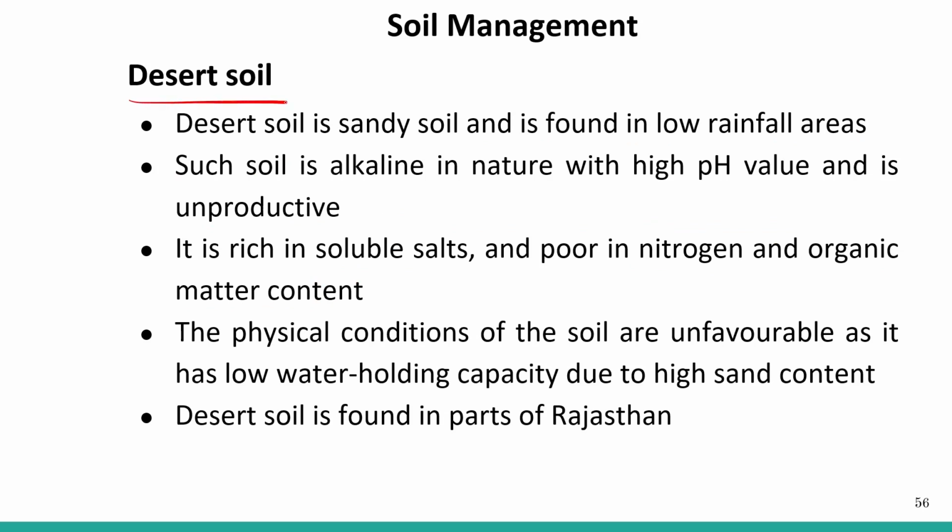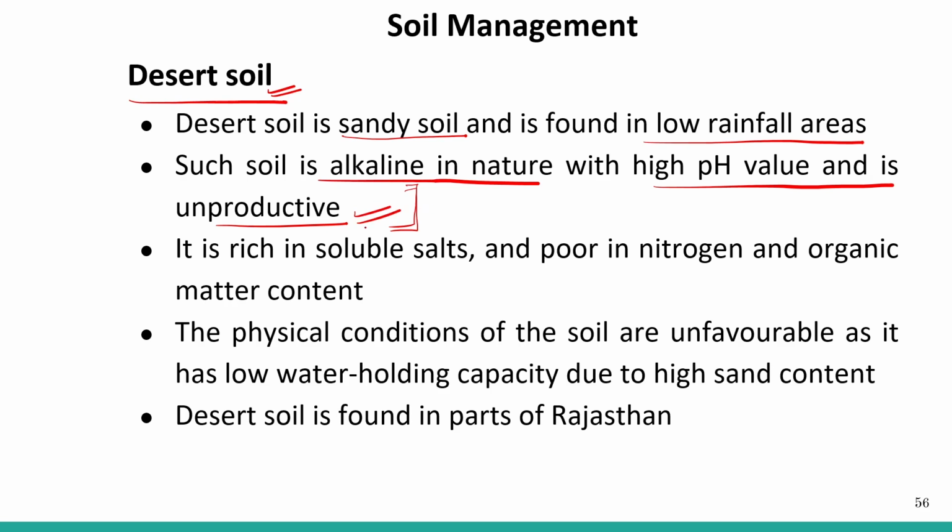Next is the desert soil. Desert soil is a sandy soil and it is found in low rainfall areas. Such soil is alkaline in nature with high pH value and it is unproductive. So no growth of crop plants is there. It is called unproductive because of its high alkalinity. It is rich in soluble salts and poor in nitrogen and organic matter content.